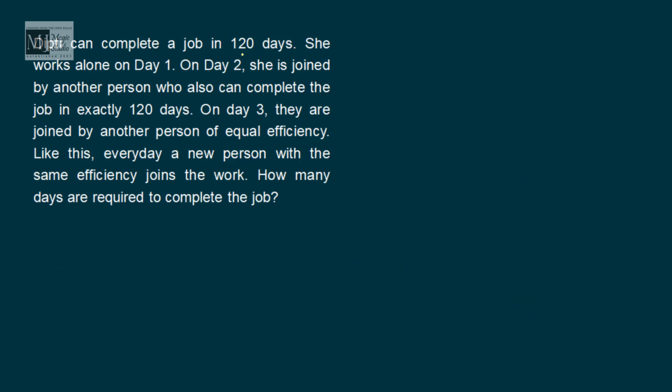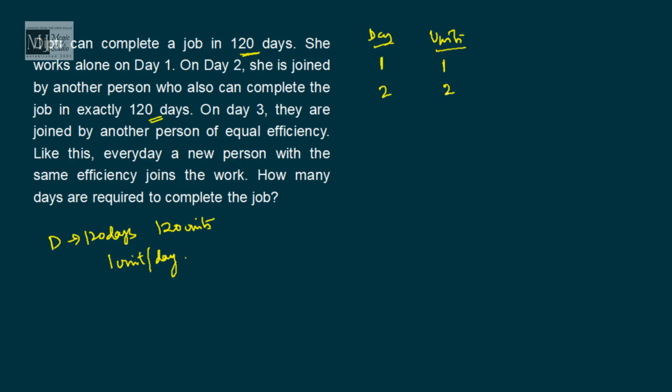Deepti can complete a job in 120 days. Okay, so Deepti is completing the job in 120 days. Let my job be to produce 120 units and Deepti's efficiency is 1 unit per day. She works alone on day 1 and produces 1 unit. On day 2, she is joined by another person who also can complete the job in exactly 120 days. That means the other person's efficiency is also 1 unit per day. So on day 2, 2 units are produced.